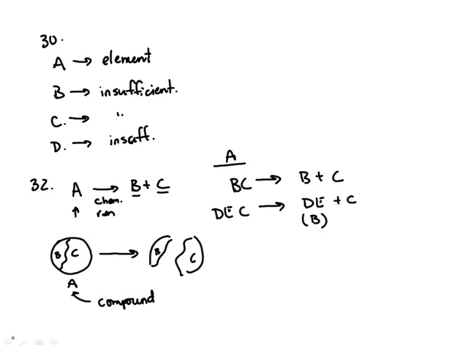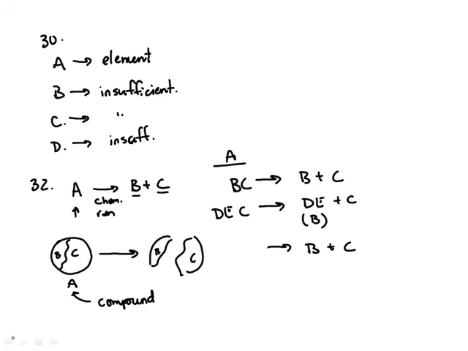Wow, this is getting complex. But think about it this way. A could be a compound and break up into elements. Or A could have been an even more complex compound and made 2 new compounds, where B and C are actually compounds. So we don't know what B and C are. That gives us the insufficient information.